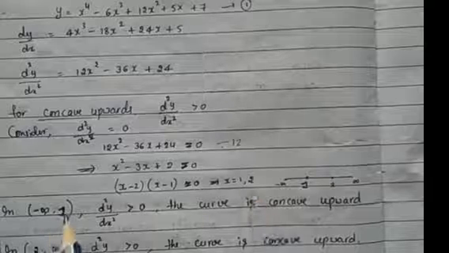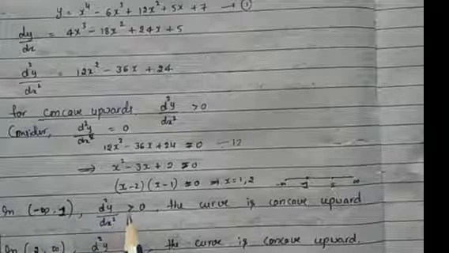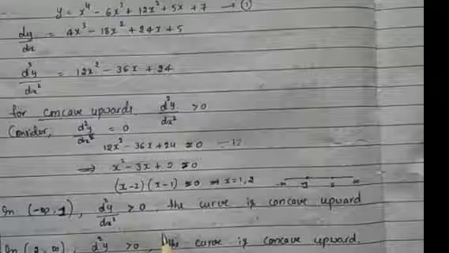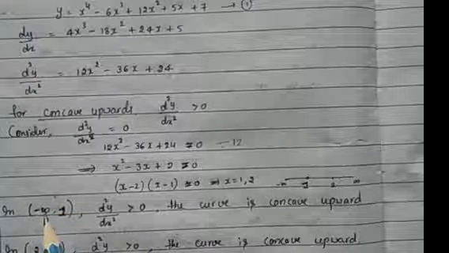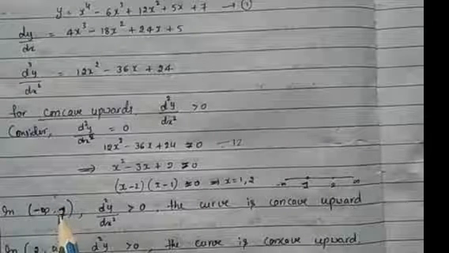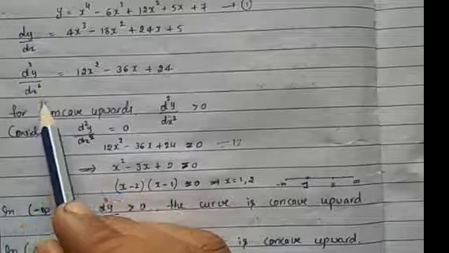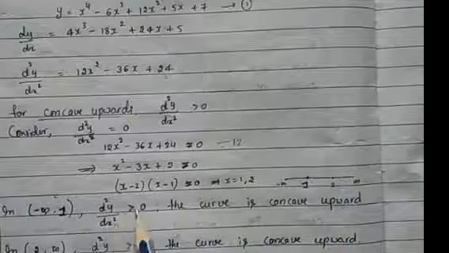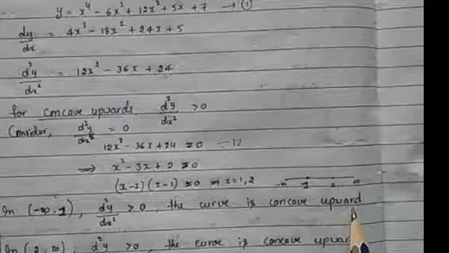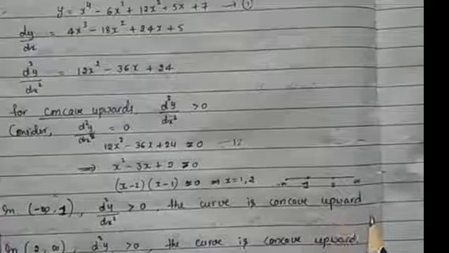In minus infinity comma 1, d square y by dx square is greater than 0. For understanding, I put a value in between minus infinity and 1. I take 0, which lies in between minus infinity and 1. Put x equal to 0 in d square y by dx square, we get the value 24. The 24 is greater than 0, so d square y by dx square is greater than 0, so the curve is concave upward.